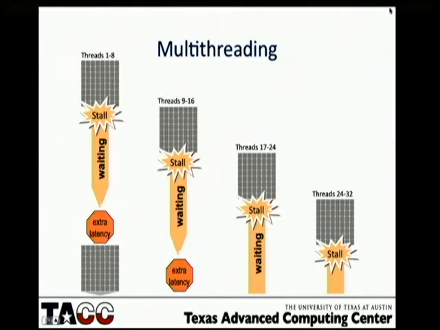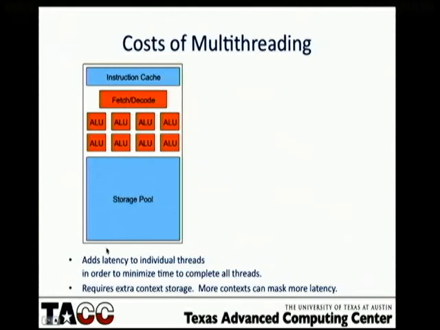So if my x-axis here is time, I do have extra latency because you do have to schedule these things. You have to change out contexts and do things like that. But it's there if you want to. So the cost of multi-threading, you can think of as adding latency to individual threads. You also have more storage.